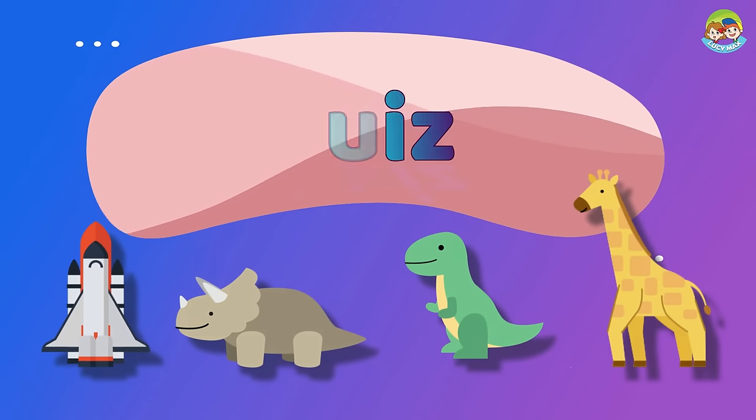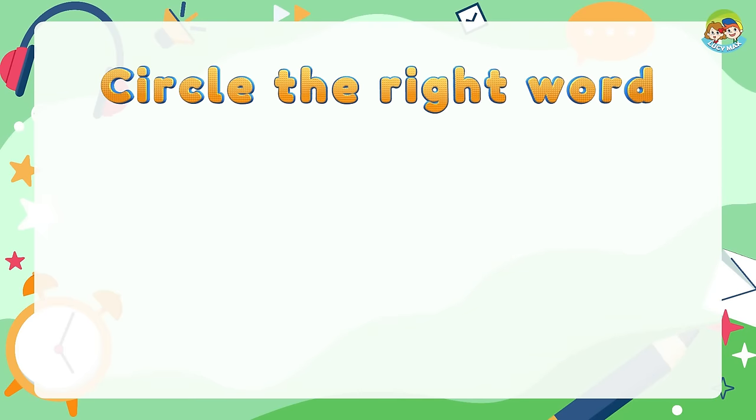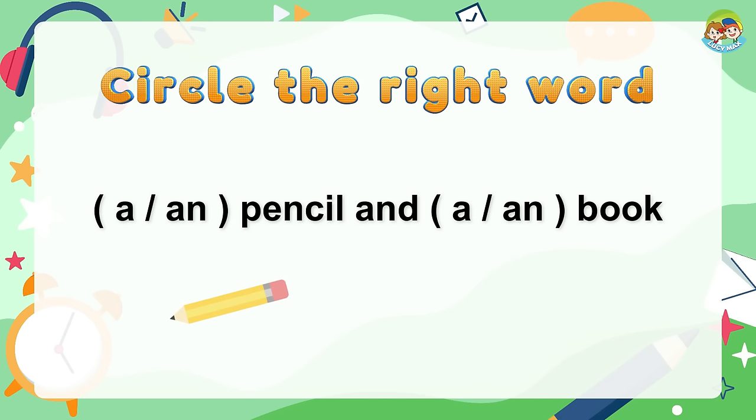Quiz. Circle the right word. An pencil. Pencil begins with a consonant, so we circle a. A pencil. And book. Book begins with a consonant, so we circle a. A pencil and a book.